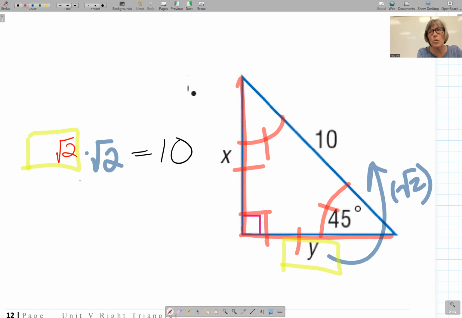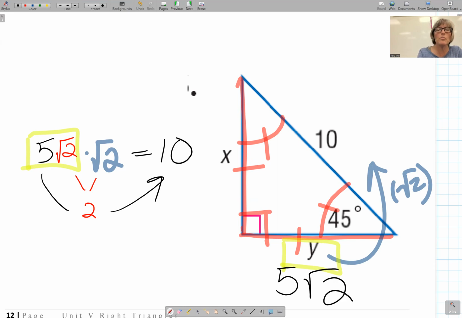You know you need another root 2 there to get rid of the radical. So root 2 times root 2 is 2. What times 2 is 10? The complete answer here is 5 root 2. 5 root 2.